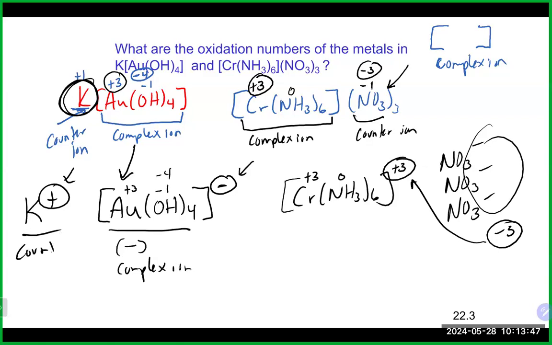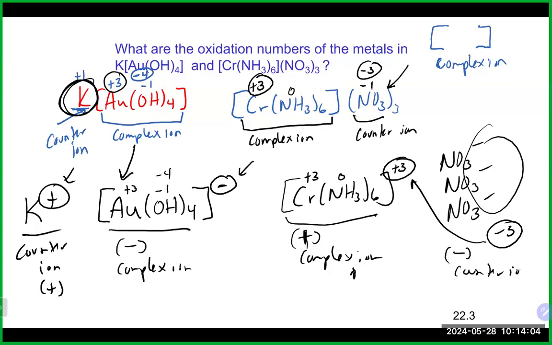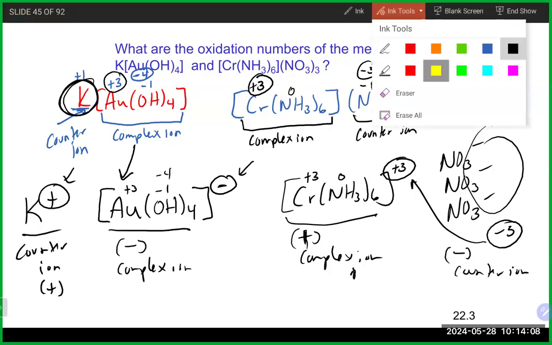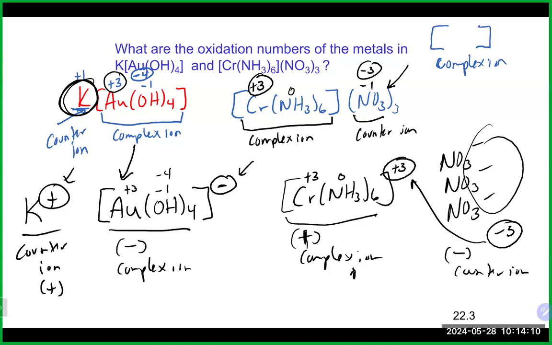Counter ion is positive. And vice versa over here, we got a positive complex ion and a negative counter ion here. As I also mentioned before, when we write formulas for complex ion or coordination compounds, it is always the positive guy followed by the negative.